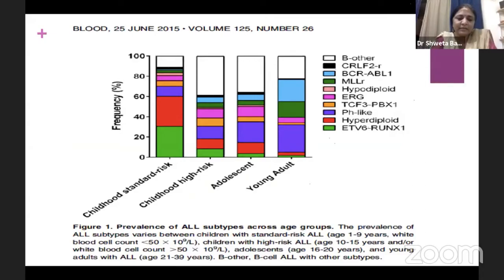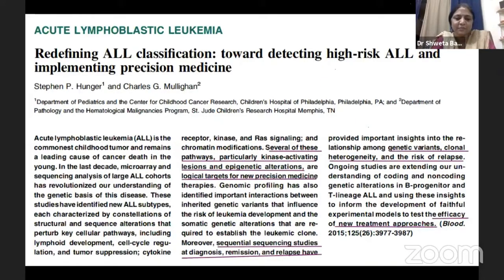Because the patients who are younger, who are considered standard risk, mostly have a good prognostic translocation, that is ETV6-RUNX1. And as the child grows older, from adolescent to young adult, if you see this blue box, which is Ph-ALL, the percentage of Ph-ALL, which has a poor prognosis or is resistant to treatment, keeps on increasing, and that's why this age group does poorly as compared to the lower age group.